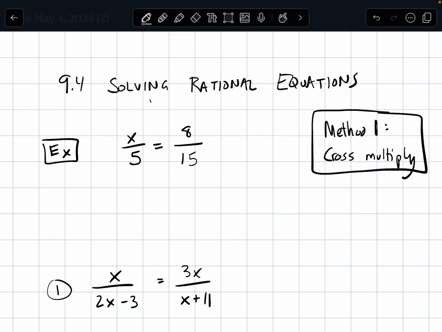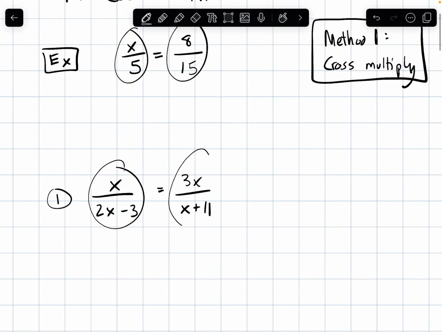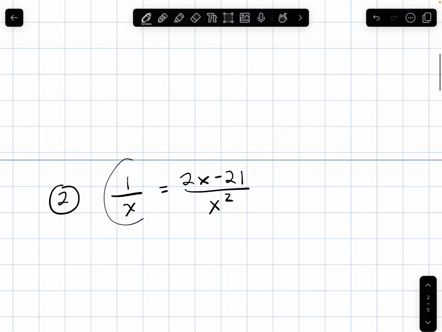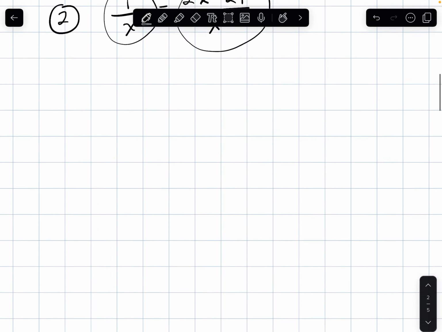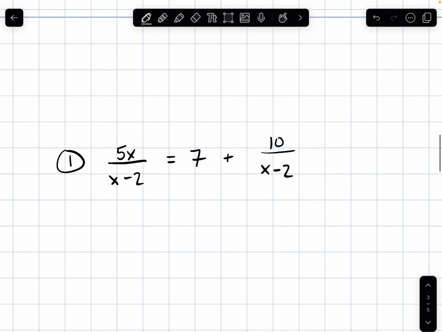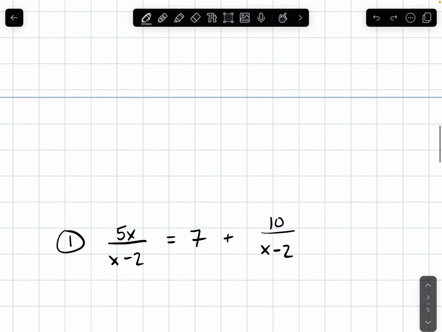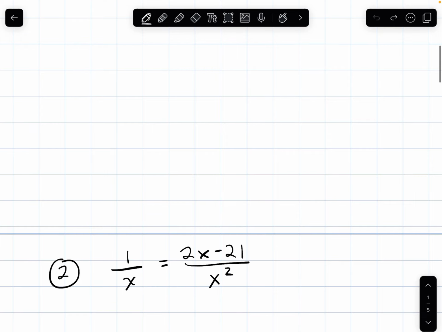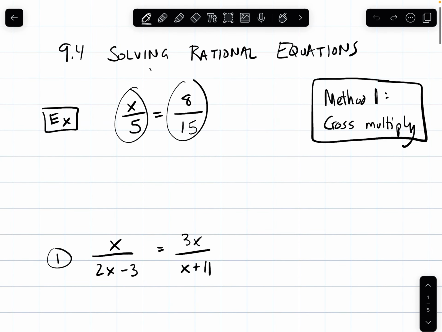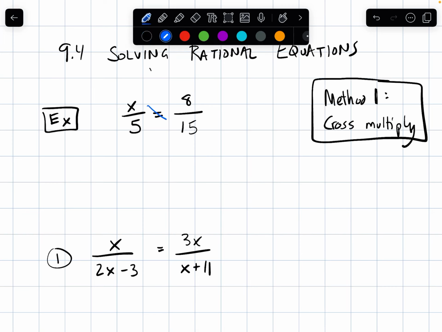Now this method works great whenever you have a fraction equals a fraction. Notice fraction equals a fraction, fraction equals a fraction, down here, fraction equals a fraction. In these later ones, it's not gonna work so well because we've got a fraction equals a bunch of other stuff, right? So I gotta adjust and do that a little bit different. So what we're gonna do now is go ahead and solve this, going back to the basics with a simple example.